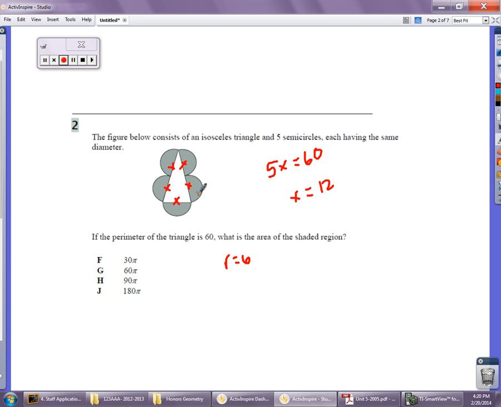So one of these circles would have an area of 6 squared times pi, or 36 pi. But these are half circles, so each one of these would account for half of this, which is 18 pi. And there are 1, 2, 3, 4, 5 semicircles. So when you multiply by 5, you get 90 pi, which is H.